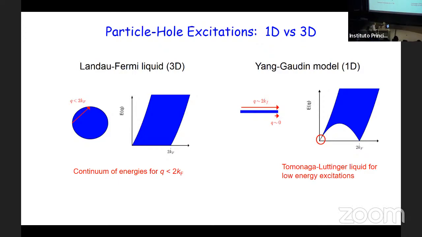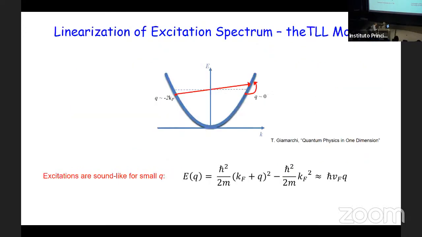So this is energy versus momentum again. This is about Q equals 0. This is an expansion about Q equal to 2 kF. And the excitation spectrum, the low energy part of it, you know, the high energy is the same, but the low energy part is very, very different than the three-dimensional case. And this just shows that mathematically. This actually comes from Thierry Giamarchi's book on quantum physics in one dimension.